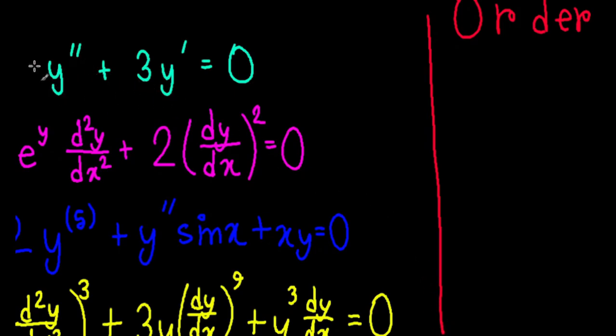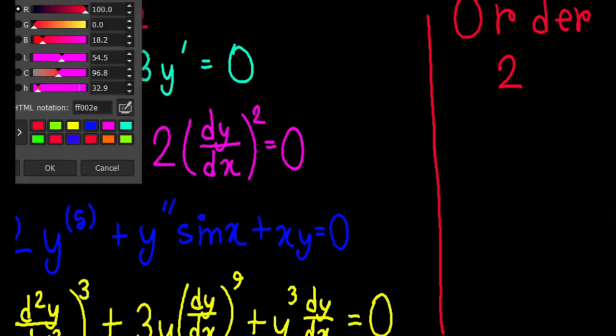Now, the first one, what can we see? y double prime, that basically means the second derivative, right? And this is 3 plus 3y prime, so this is the first derivative. Now, the second derivative is definitely the highest derivative in this equation. So the order is 2. It's as simple as that.